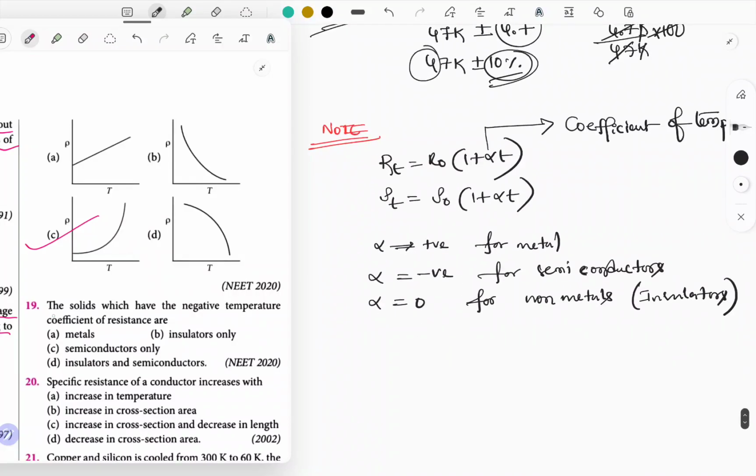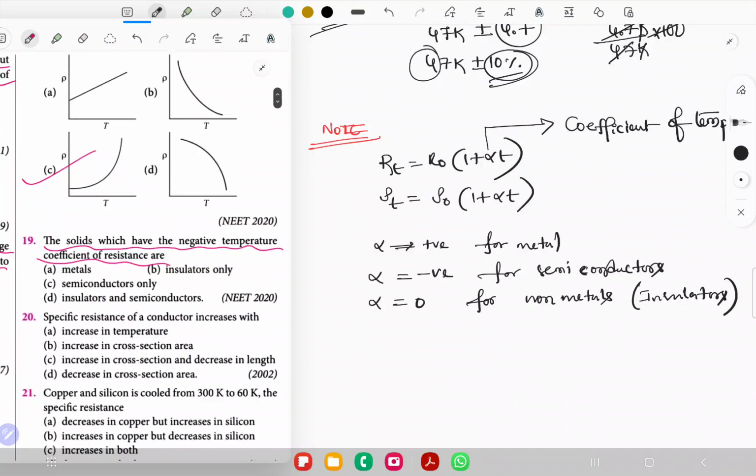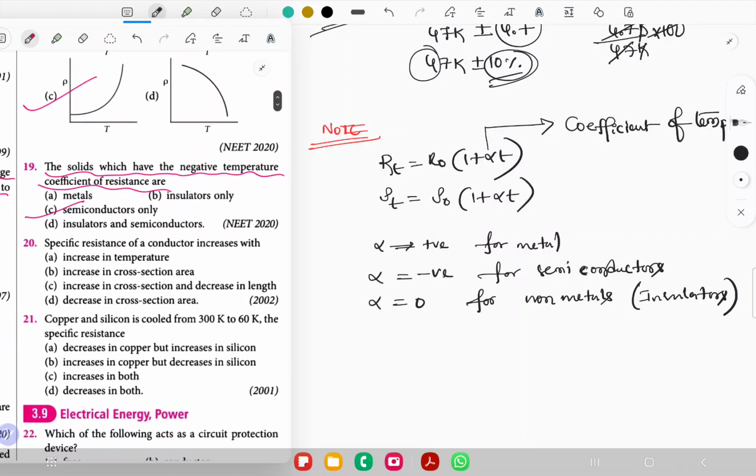Okay, let's move on to the 19th question. The solids which have negative temperature coefficient of resistance are called as. Negative temperature coefficient is only for semiconductors. For 19th, as I said, semiconductors only is the answer.